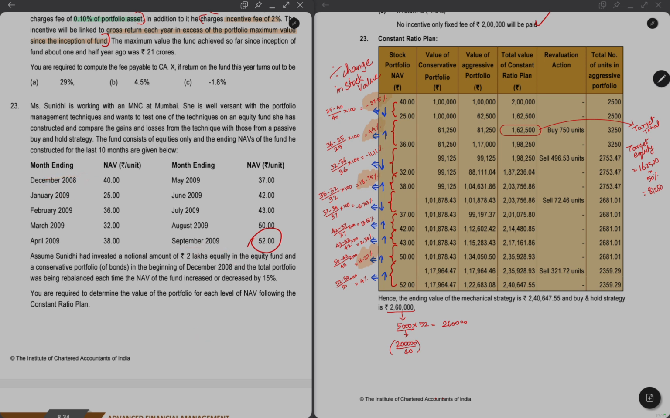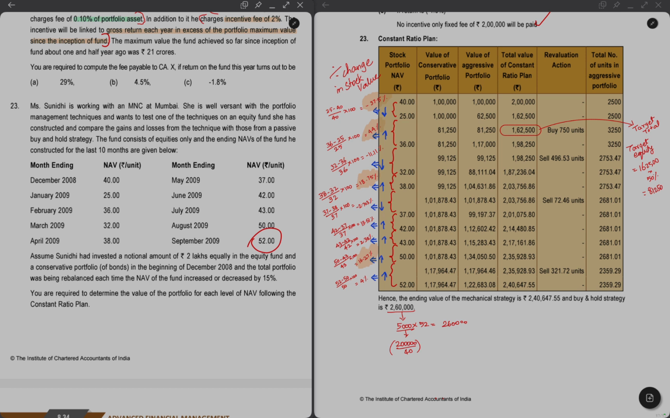NAVs are given. Assume Sunidhi has invested a notional amount of 2 lakh equally in the equity fund and a conservative portfolio of bonds in the beginning of December 2008, and the total portfolio was being rebalanced each time the NAV of the fund increased or decreased by 15%. You are required to determine the value of the portfolio for each level of NAV following the constant ratio plan. Now it's more of a portfolio management question, but they have mixed up this mutual funds and NAV concept. Okay, then let's proceed with the solution.